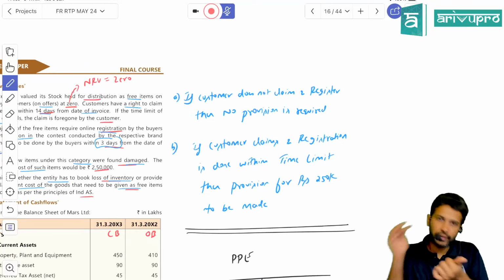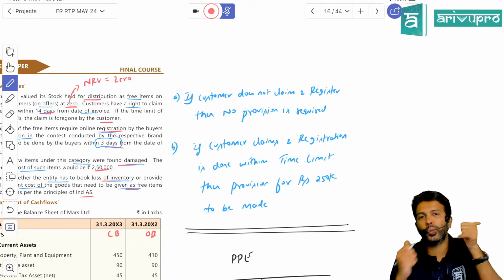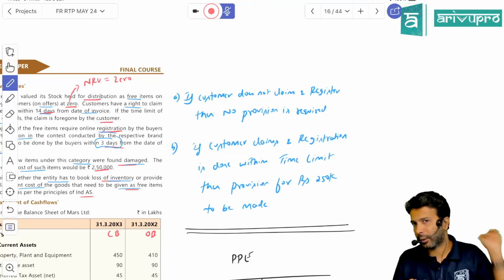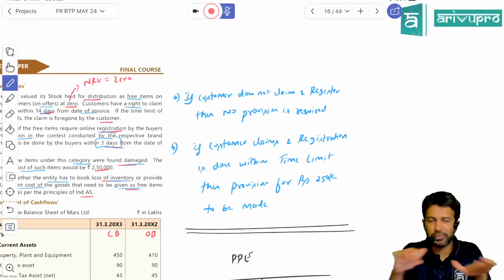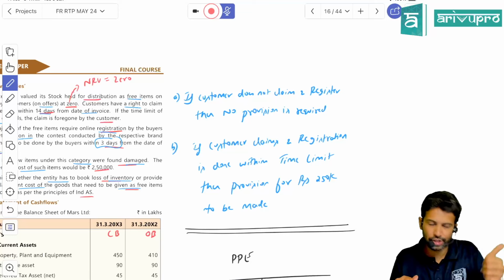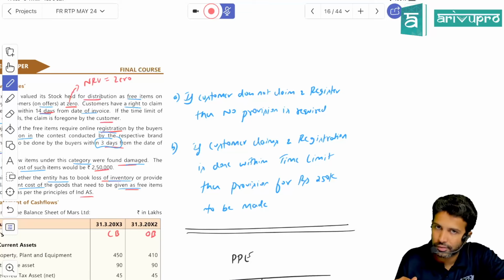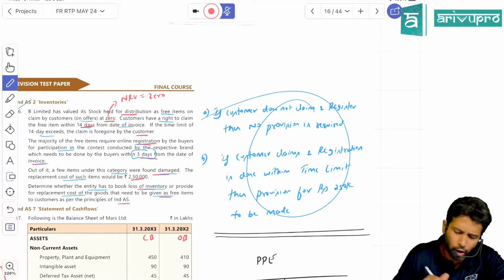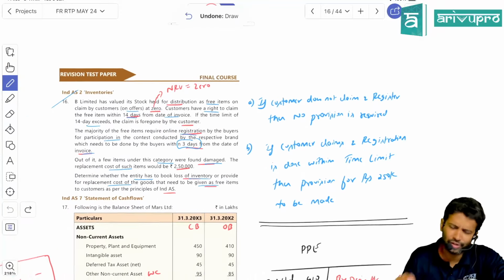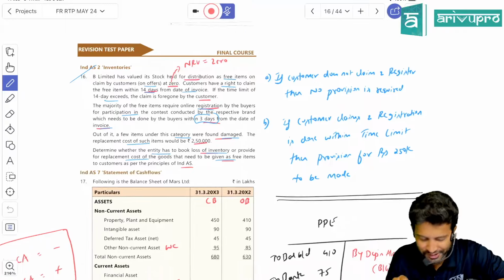If customer does the necessary processes within the timeline, we have to make a provision. If entity feels the customer is not going to complete that particular registration and claim process within the required time, then the provision for 2,50,000 is not required. Both answers I've called out. This much if you write, it is good enough. So simple but chintu but good question.